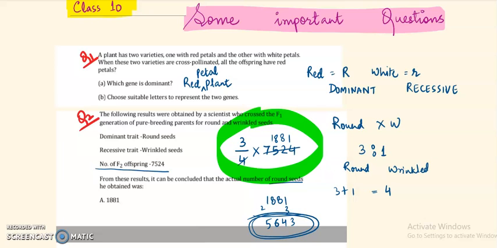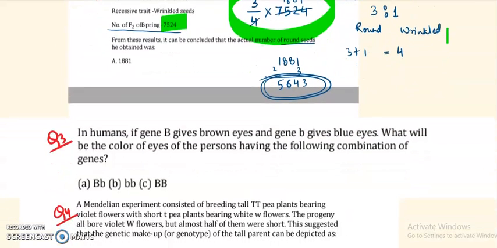So 3 individuals will be round out of total individuals being 4. Multiply by the seed number that is given to you. You will get the right answer. Now move on to the next question.